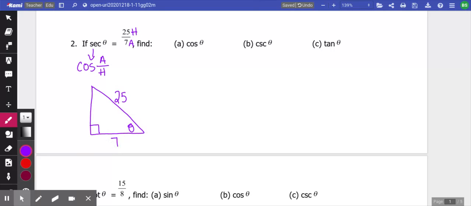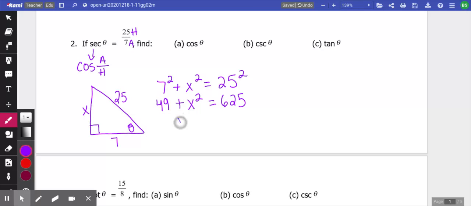We don't know what the missing side is, so we should use the Pythagorean theorem to find out. So a squared plus b squared equals c squared. 7 squared plus x squared equals 25 squared. 7 squared is 49 plus x squared equals 25 squared is 625. When you subtract 49 and take the square root, you'll get that x is equal to 24. So that's our missing side here. Now we can fill in all of the questions.